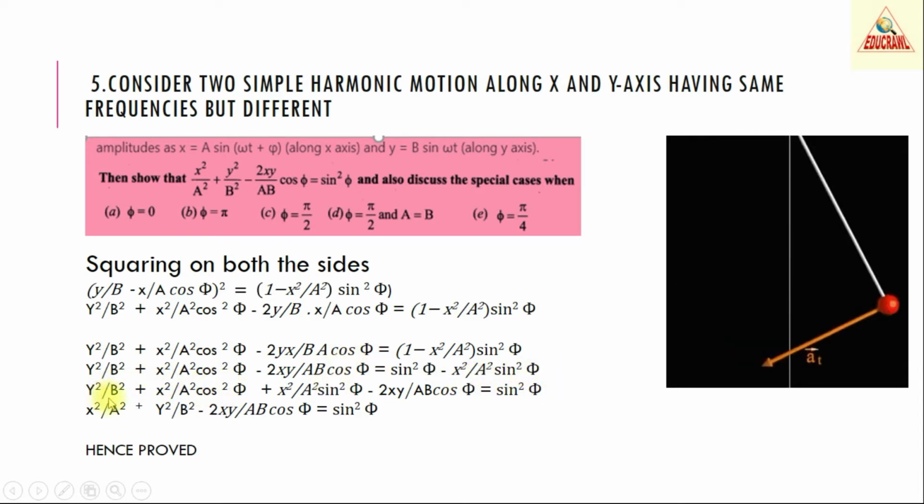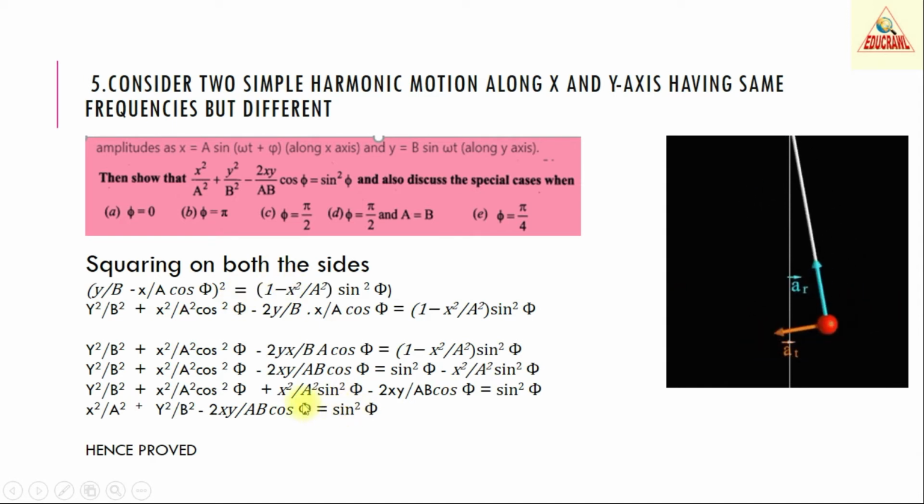So the equation becomes y squared by b squared plus x squared by a squared into cos square phi plus x squared divided by a squared into sin square phi minus 2xy by ab cos phi is equal to sin square phi. Now in the LHS, the second and third terms, we have x squared by a squared as common. If you take that as common, inside the bracket you will have cos square phi plus sin square phi, which is equal to 1. Hence the equation becomes x squared by a square plus y squared by b square minus 2xy divided by ab into cos phi, which is equal to sin square phi. This is what we have to prove, and hence we have proved.